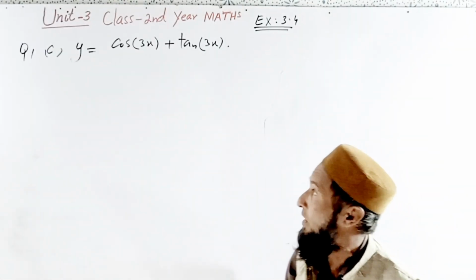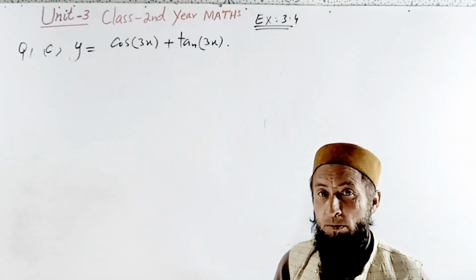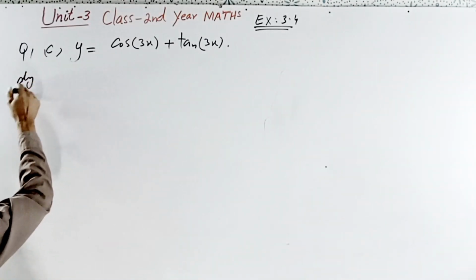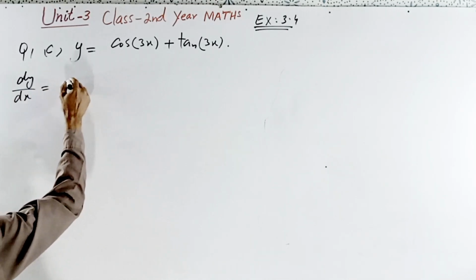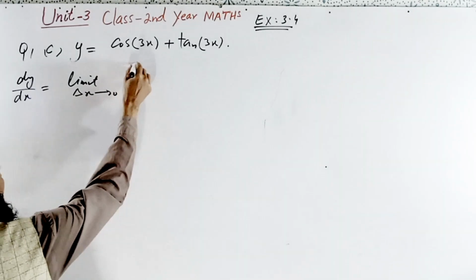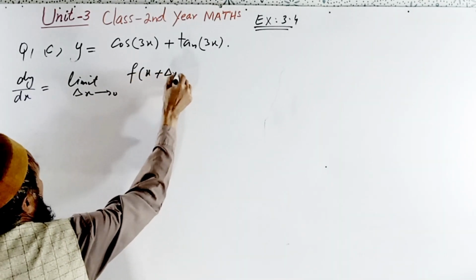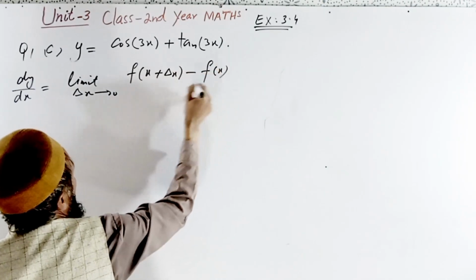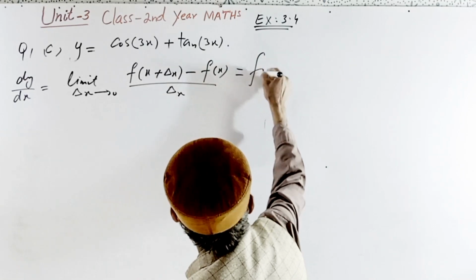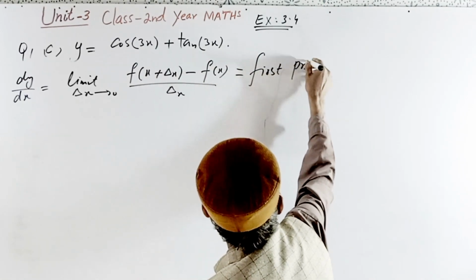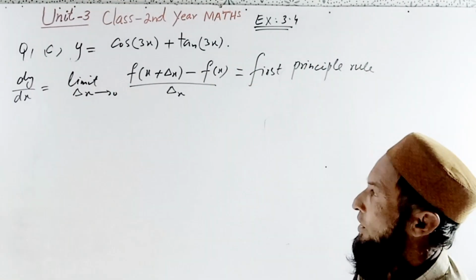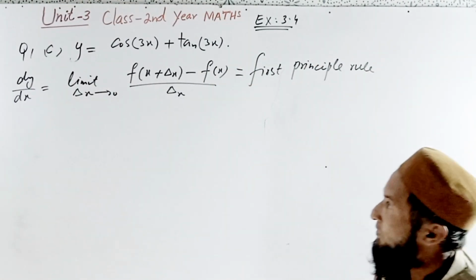According to the first principle, first of all we write the first principle rule. dy by dx is equal to the limit as delta x tends to 0 of f of x plus delta x minus f of x, divided by delta x. This is called the first principle rule for the first derivative.